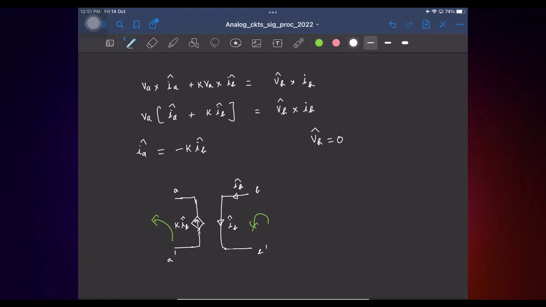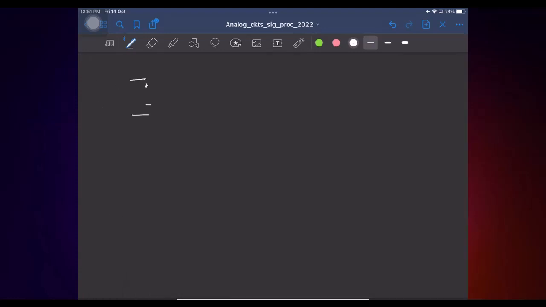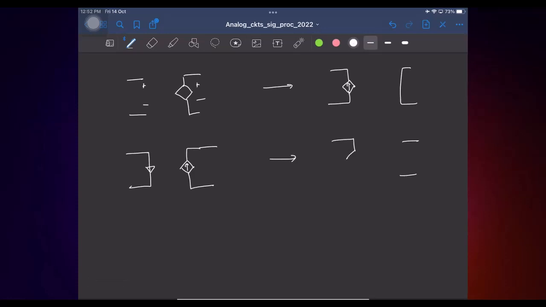So we know that if we have a VCVS in the adjoint network, we'll have to replace it by a CCCS. Okay. Similarly, if here I have a current controlled current source, I should replace it by a voltage controlled voltage source, right? That's all. And as I mentioned, currents, you remember it like this, right? In the original network, in the adjoint network, the currents are actually flowing.